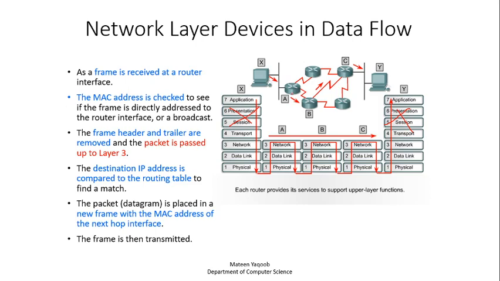Then the first router will receive the packet. What its physical layer does is convert the received bits into the frame and then deliver it to the data link layer, which will match the frame using the destination MAC address.